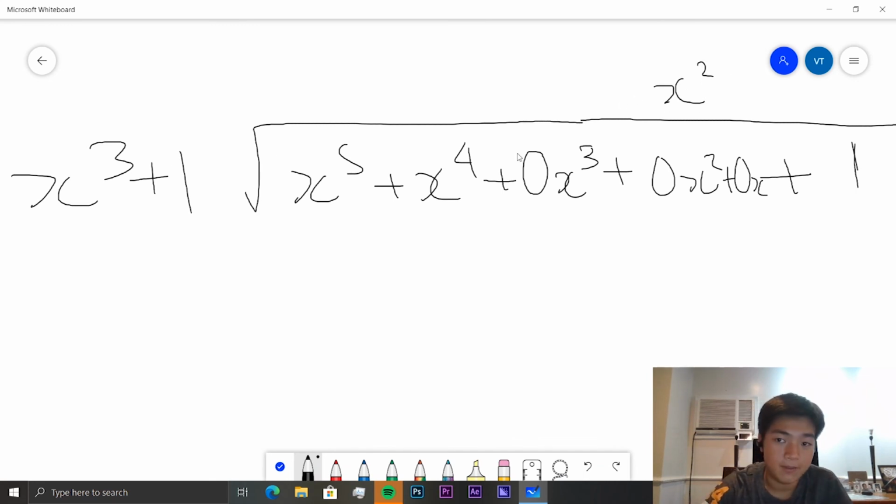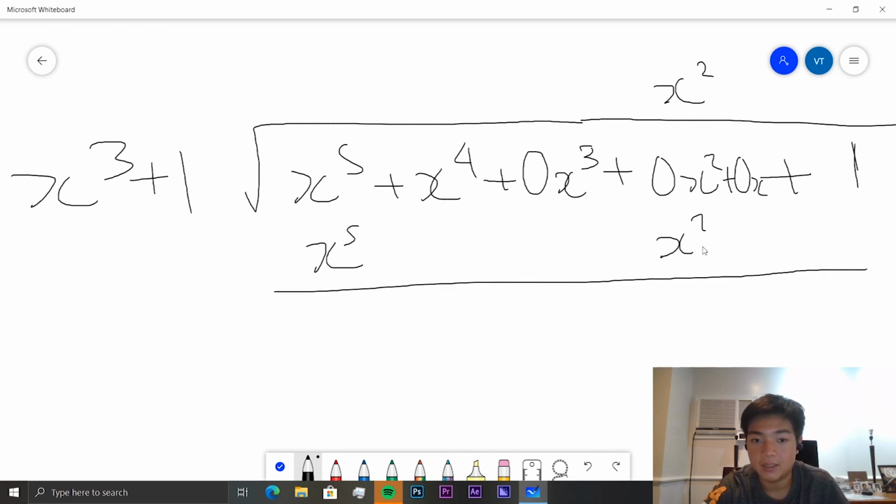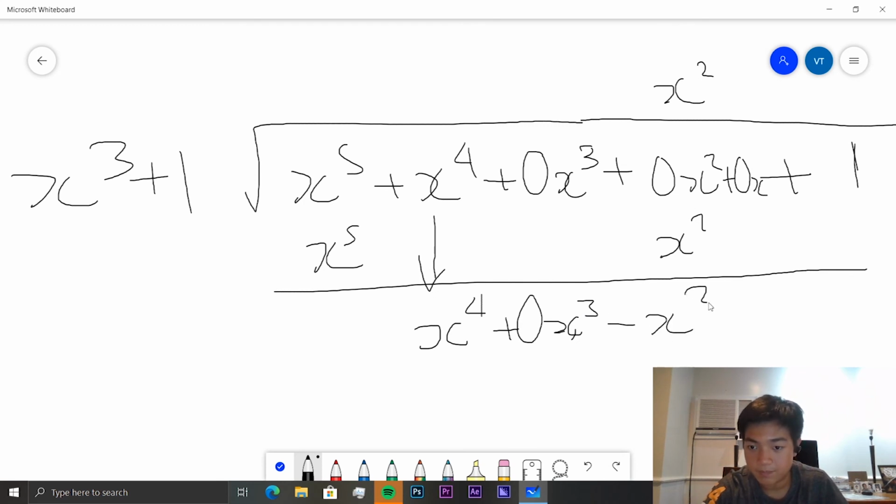And so we have x cubed times x squared is x to the 5, and 1 times x squared is x squared. So if we subtract this, we're left with, well, that's 0. We'll drop this down to become x to the 4, plus 0x to the 3. And 0x squared minus x squared will be equal to negative x squared. And then we'll drop this 0x down.